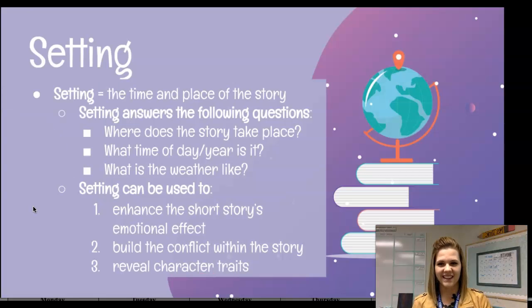Let's begin with setting. First, I feel like setting is one of those elements of literature that we learn right away in elementary school. We know that setting is the time and place of the story. We know that setting should answer the following questions. Where does the story take place? What time of day or year is it? And even what is the weather like?